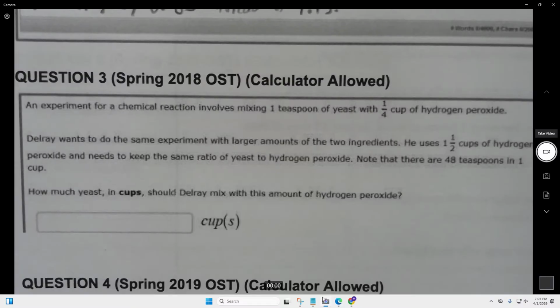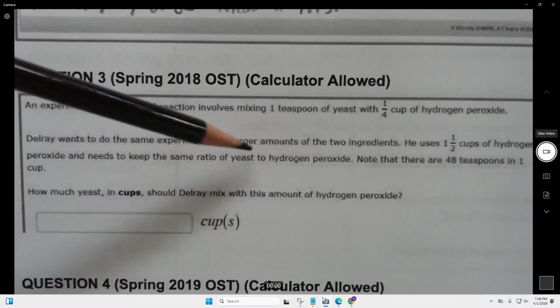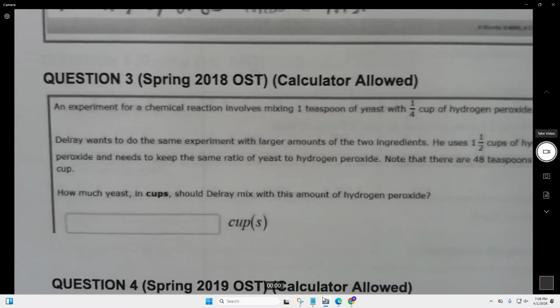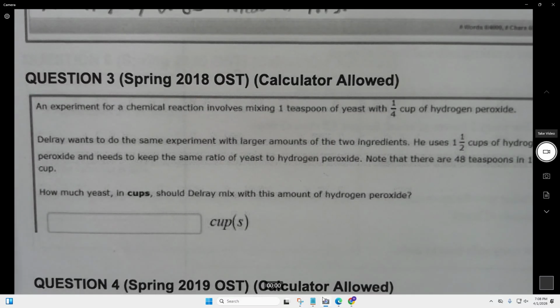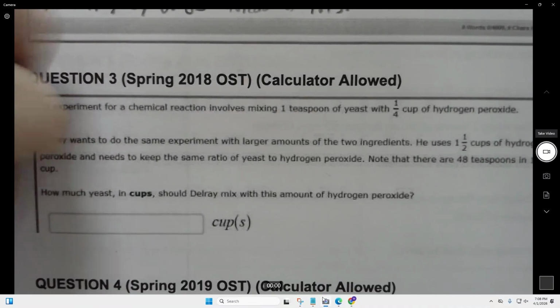Question 3. An experiment for a chemical reaction involves mixing 1 teaspoon of yeast with 1/4 cup of hydrogen peroxide. Del Rey wants to do the same experiment with larger amounts of the 2 ingredients. He uses 1 1/2 cups of hydrogen peroxide and needs to keep the same ratio of yeast to hydrogen peroxide. Note that there are 48 teaspoons in 1 cup. How much yeast in cups should Del Rey mix with this amount of hydrogen peroxide?